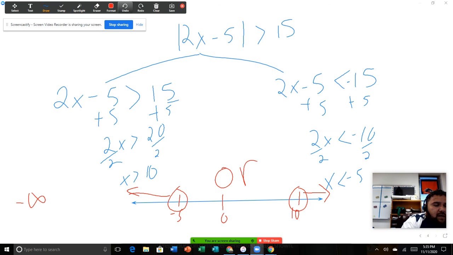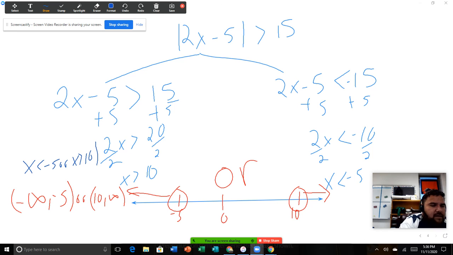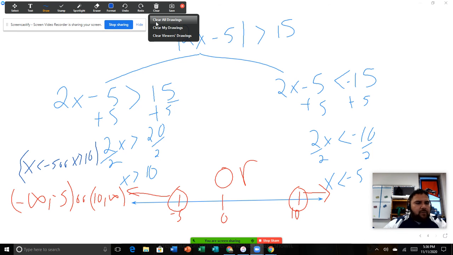From negative infinity to negative 5 with parentheses, or positive 10 to positive infinity. Notice I have my open parentheses, right? That doesn't contain anything. Another way to write this is to say that x is less than negative 5 or x is greater than 10. Okay, this is another way to write this situation, just in case this arises.